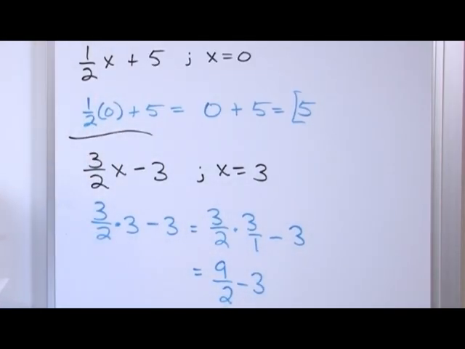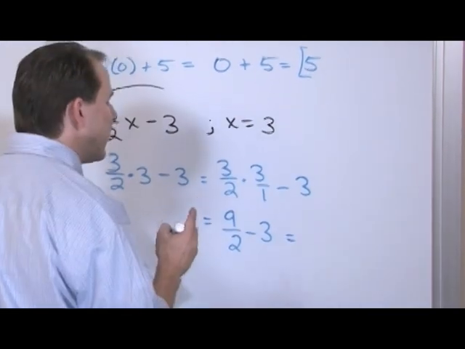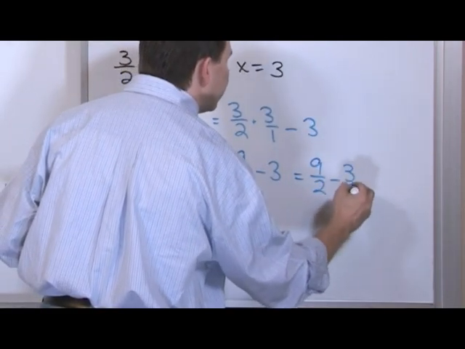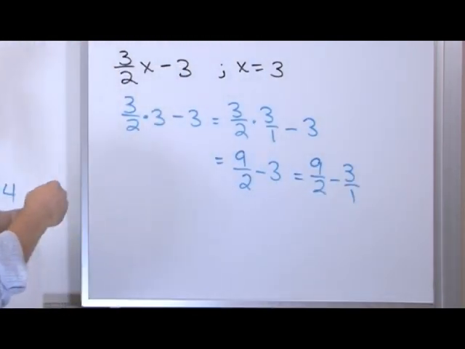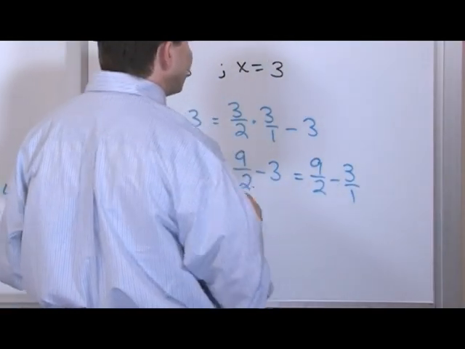And that really is the answer, but you don't want to leave an answer like that. You want to try to put it into one fraction if you can. 9/2 minus, this is just 3 over 1. Now you need to again use your knowledge of fractions to find a common denominator and do this fraction subtraction.